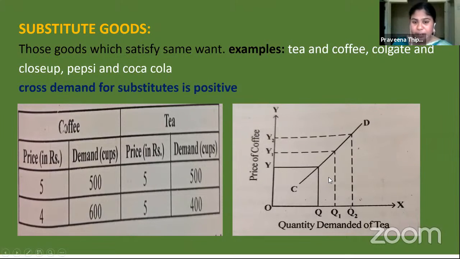So it means that when the price of a commodity increases, the demand for its substitute good will increase. So it means that there is a positive relationship between the price of a good and its substitute good. So that is the reason we observe that the cross demand curve for a substitute good is sloping upward. The demand curve is sloping upwards.